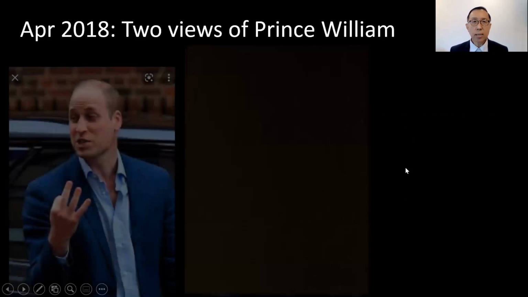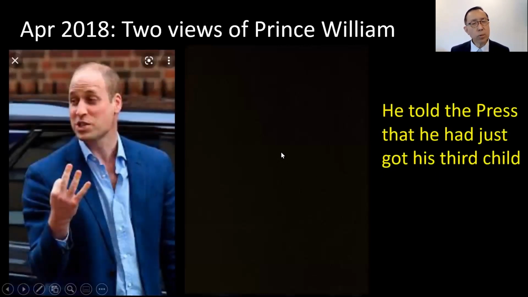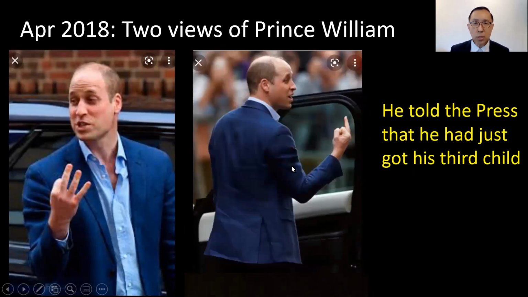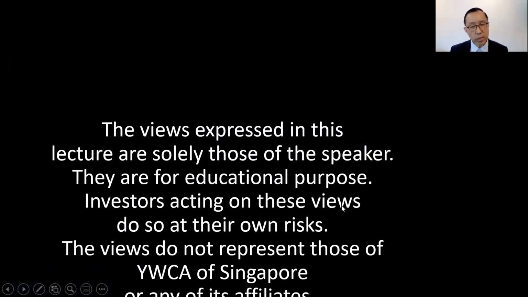But before I do that, please take a look at this picture of Prince William. This was photographed in 2018. He was telling the press that he had his third child. Now, if there was a photographer nearby and he took a different picture, it looks as though Prince William was telling the press to get lost. Well, it's the same. What I'm going to tell you in the next few minutes is my point of view, and I could be wrong. But before I proceed, please read this.